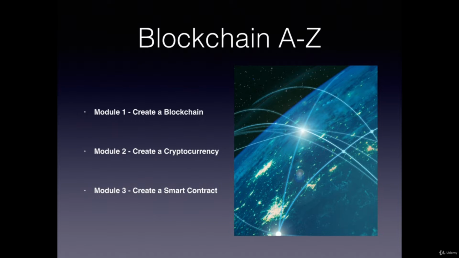And in Module 3, we'll create a smart contract. We will create a smart contract for a simulated ICO of 1 million Atcoins. Alright, so Module 1 blockchain, Module 2 cryptocurrency, Module 3 smart contracts.